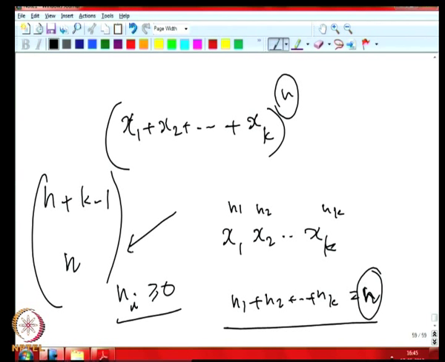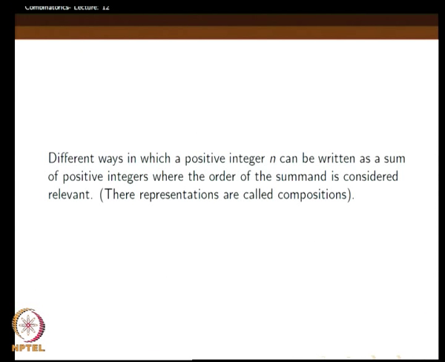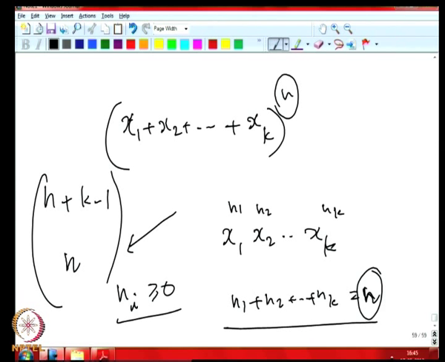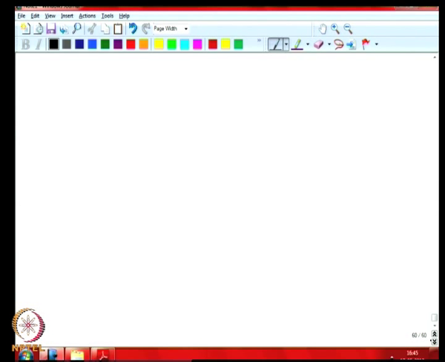So, this is what you should understand. Now, consider the different ways in which a positive integer can be written as a sum of positive integers, where the order of the summands is considered relevant. These representations are called compositions. I will come back to this. Suppose some positive integer is given, we want to represent it as a sum of positive integers. For instance, 1 can be written as just 1, and nothing else can be done, because otherwise you would have to use a negative number, which is not allowed. So 1 can be written in only one way.